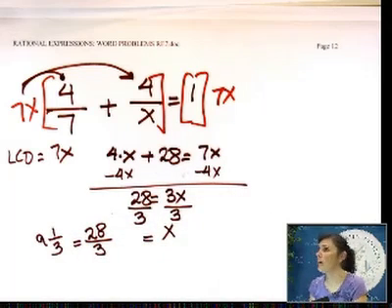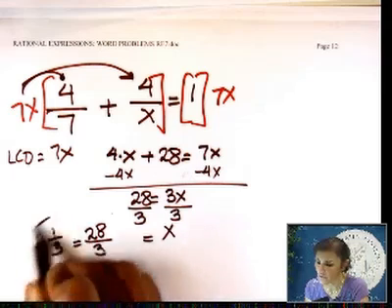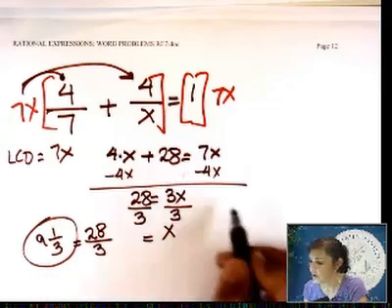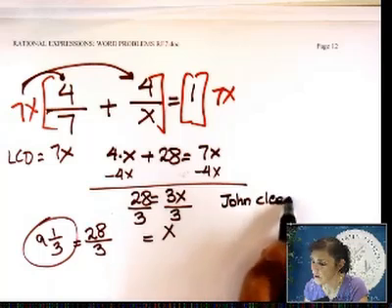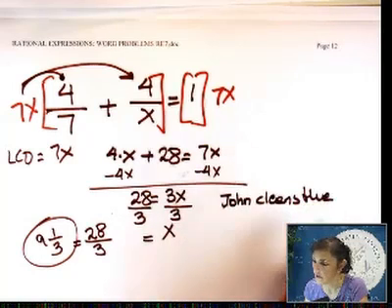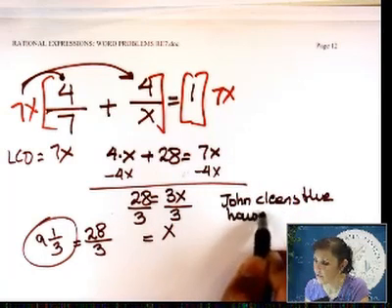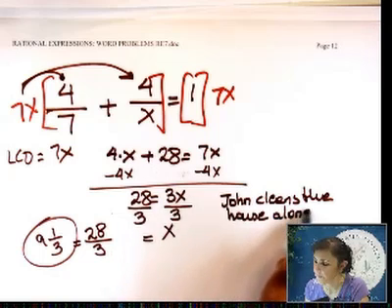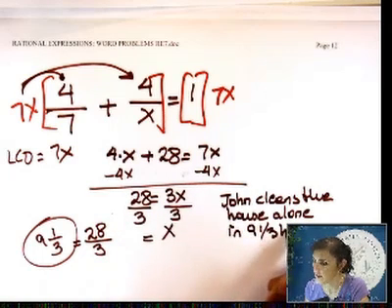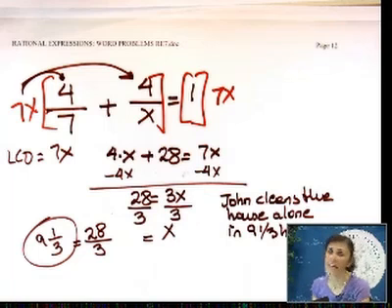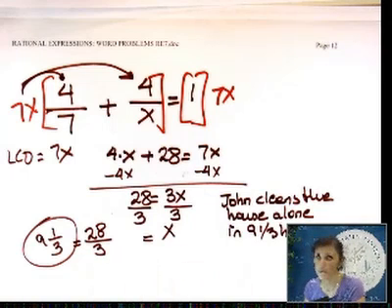Well, 9 1/3 what? That's hours. So John cleans the house alone in 9 1/3 hours. Okay? So that is the answer. He's a little bit slower than Linda, and when they work together, they get it done in 4 hours.